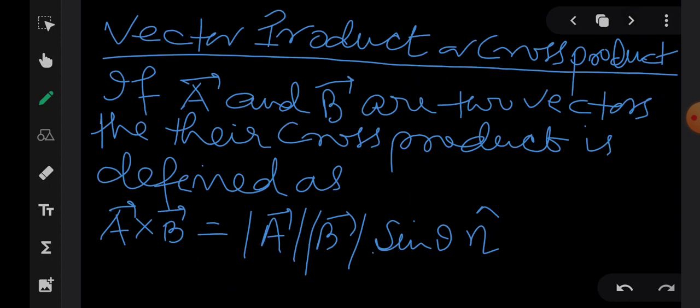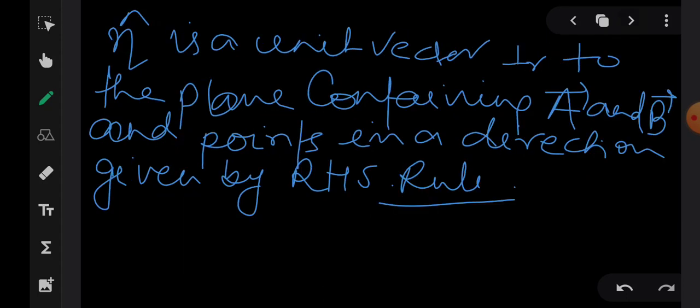Now next is vector product. As the name itself explains, the product of two vector quantities gives you a vector quantity. The resultant quantity is also a vector quantity. It is also known as cross product. So if A and B are the two vectors which are inclined at an angle theta, then their cross product is defined as magnitude of A into magnitude of B, sine of the angle between them, multiplied by a unit vector n cap, where n cap is a unit vector.